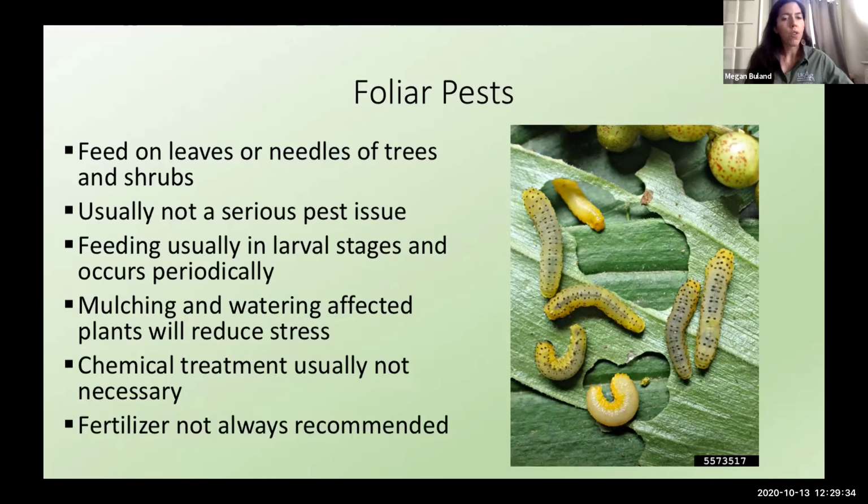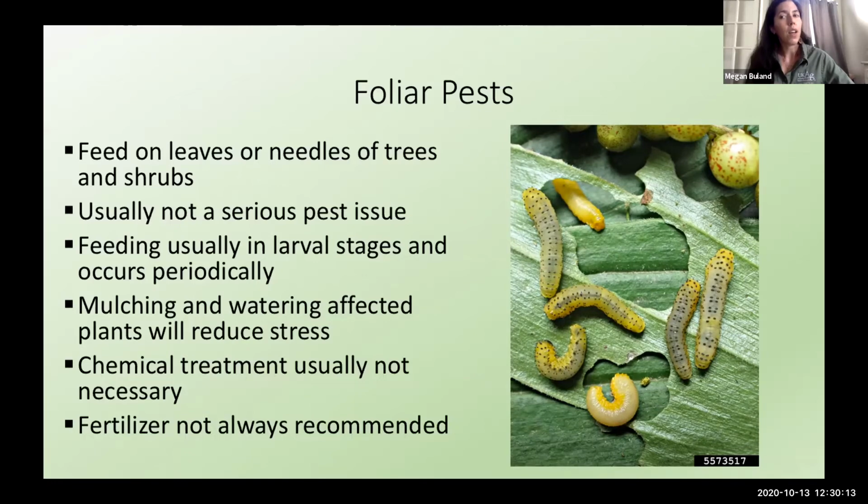Good cultural approaches like mulching and watering will help reduce stress on the trees, so the stress of the foliar pest feeding is going to be greatly reduced if the tree isn't dealing with other environmental stressors in addition to these foliar insects that might be feeding. Chemical treatment isn't usually necessary with these guys. Maybe they look kind of unsightly, maybe they make the tree look a bit raggedy for a moment, but very rarely are these guys going to kill your tree. And the chemical treatments usually just aren't going to be necessary in this case.